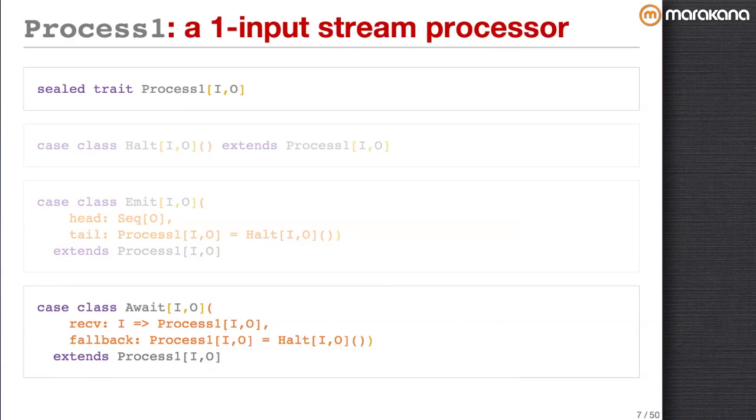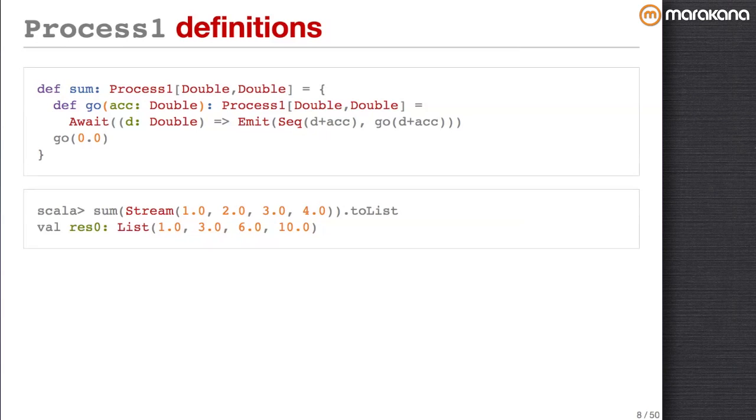And finally, there's an await state, which indicates that the transformation needs to read a value from the input stream. And when it gets back an I, it's going to use this receive function to transition to the next state. And if the input stream is exhausted, there are no more elements left in the input stream, then we transition to the fallback state. Okay? So pretty simple.